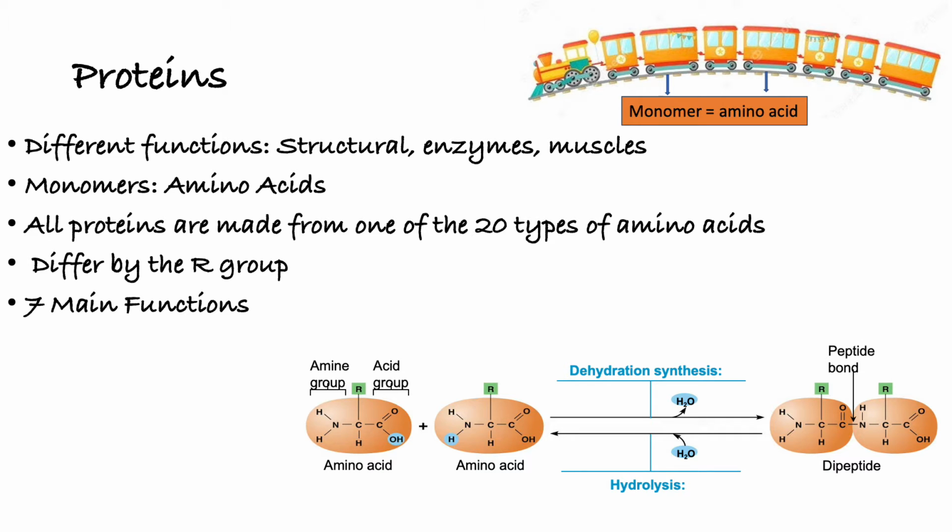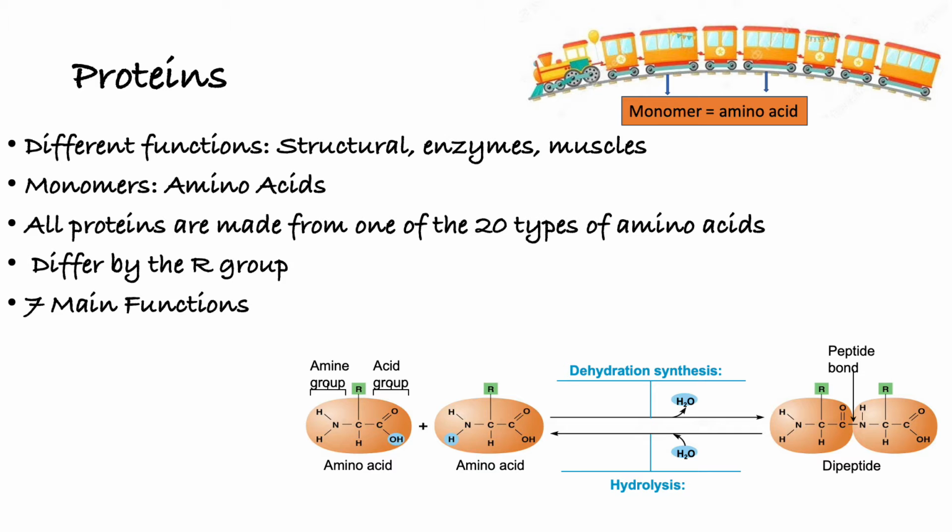So I have the little train car here again, showing you that each of these train cars are monomers, which represent an amino acid. All proteins are made from one of the 20 types of amino acids, and they're different by their R group. So you're going to see here we have an amino acid with the R. The R is the part that you can change interchangeably, and this will give you basically a new amino acid.